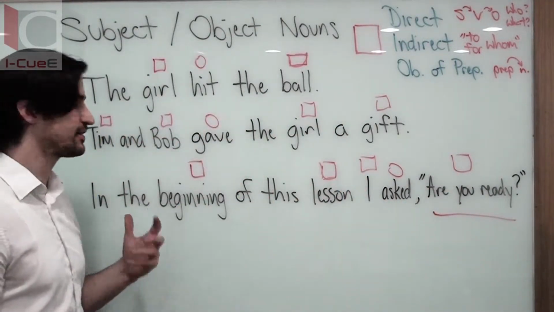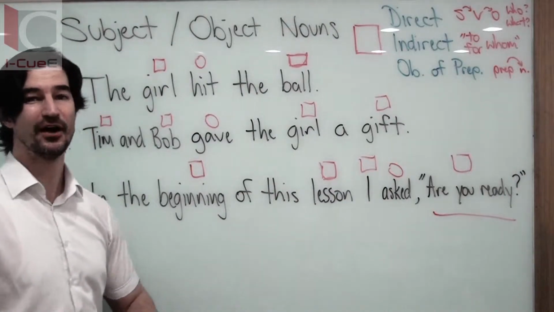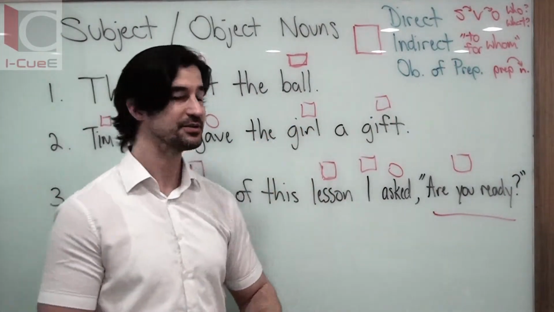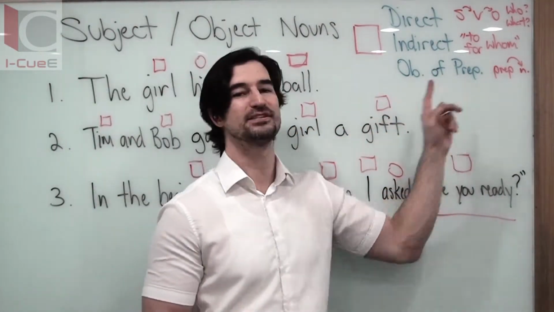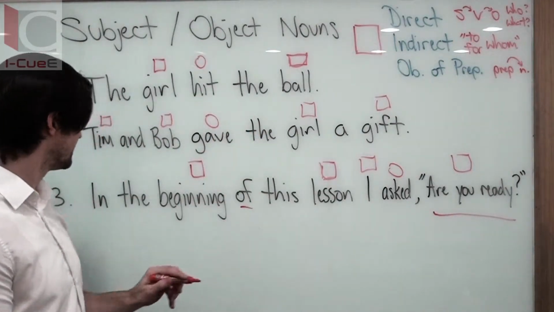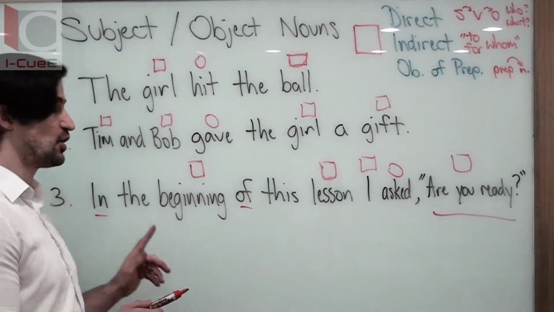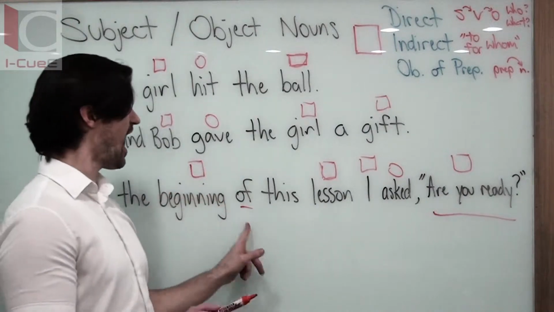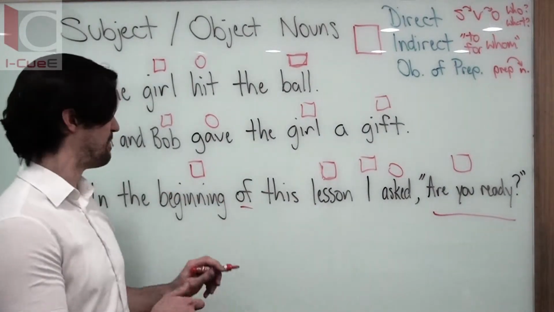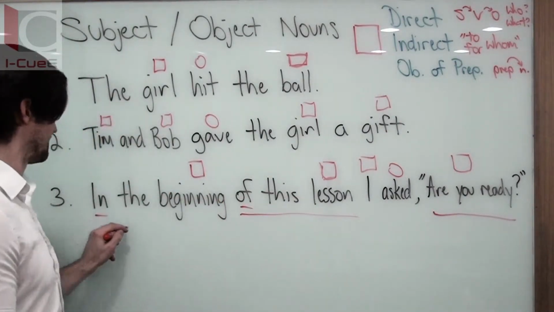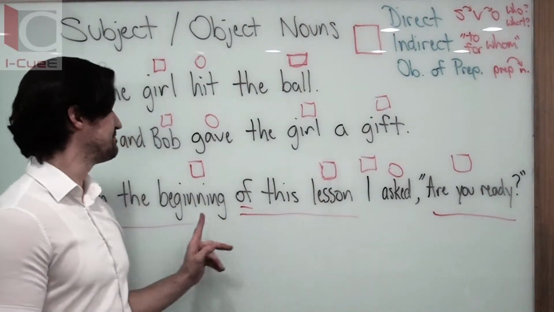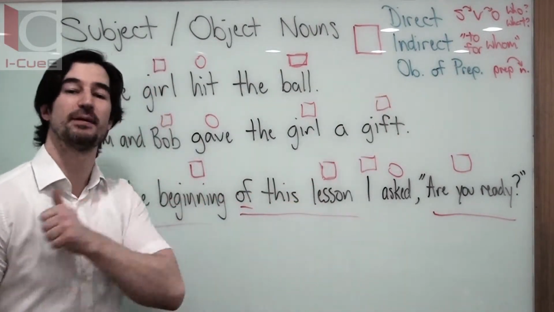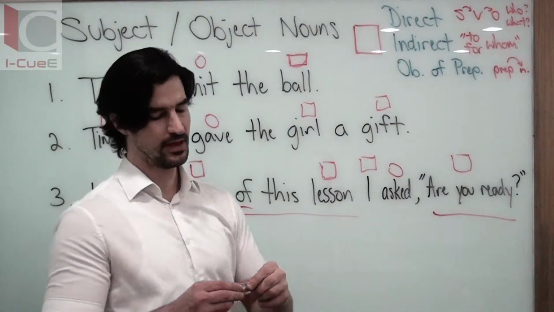So, what are these? What is beginning and what is lesson? Well, these are the last example I told you about. These are the objects of prepositions. Here we have the preposition of and the preposition in. So in the beginning of this lesson are both prepositional phrases. And lesson and beginning are the objects of their respective prepositions.